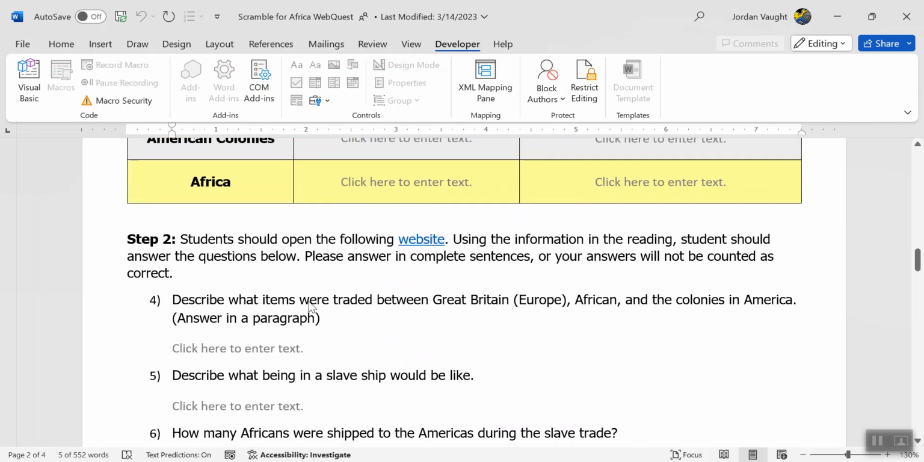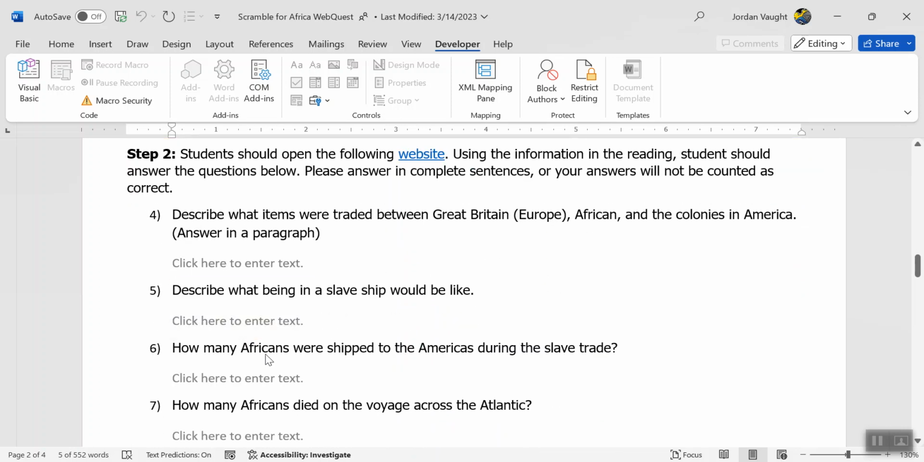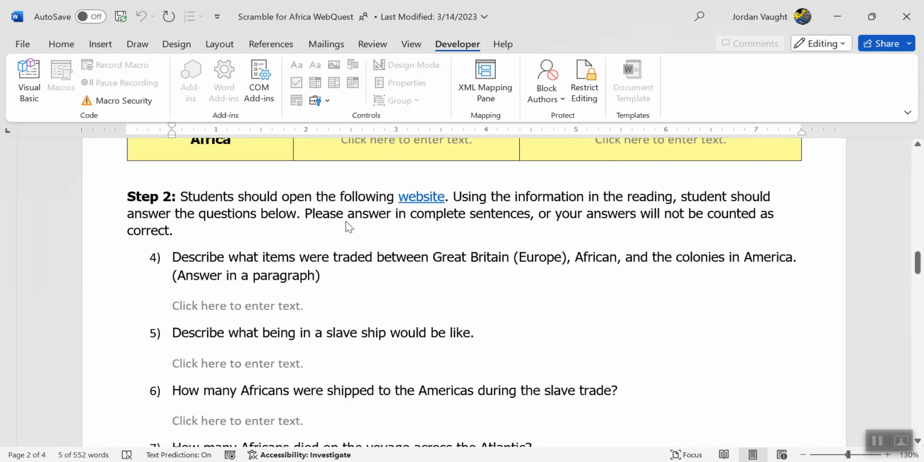read a little about it. Okay, describe what items are being traded in Great Britain, describe what it's like to be on a slave ship, how many Africans were shipped to the Americas during the slave trade. So it goes into the history of that triangular trade and then the slavery that allowed into America that most of us are familiar with. So that just kind of goes in there. Use that website as you see fit.